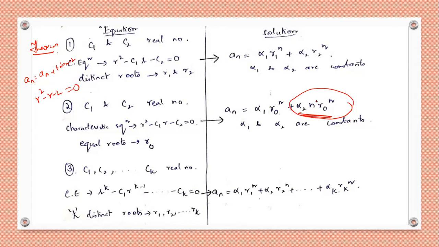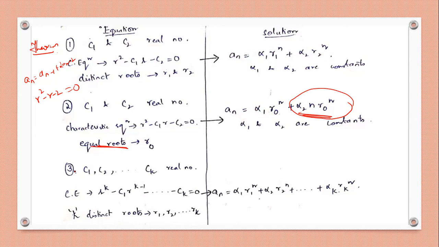What is the difference over here? We are multiplying the second term with n. This is in the case of equal roots. So let's summarize again: if we have distinct roots, our solution will be alpha 1 into r1^n plus alpha 2 into r2^n, the simplest solution. If we have equal roots, we have to remember that a_n is equal to alpha 1 r naught^n, plus alpha 2 multiplied with n and then again the root to the power n.